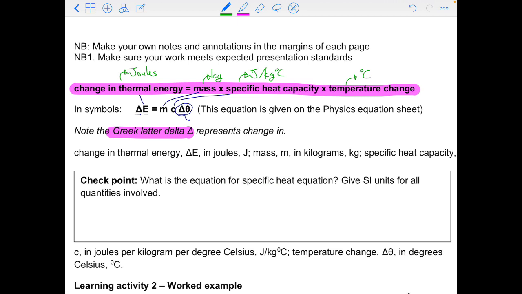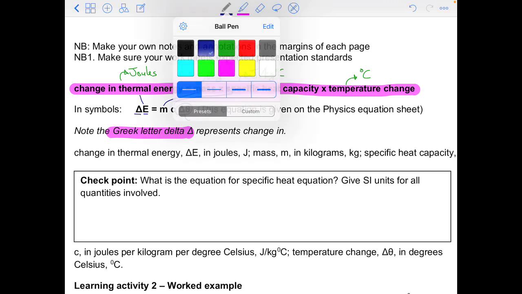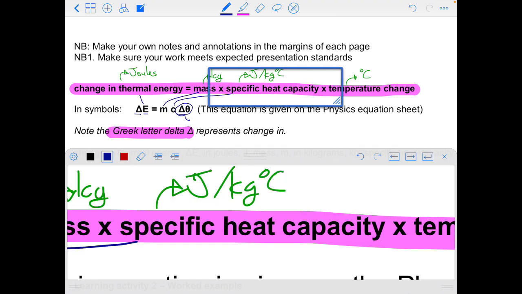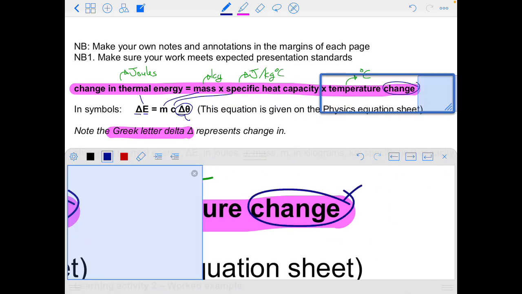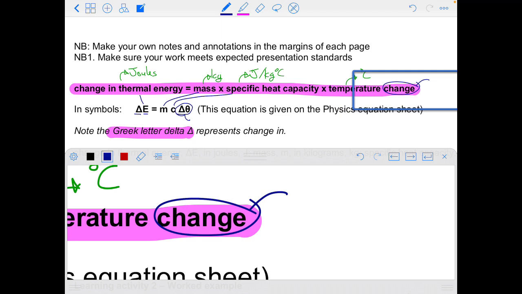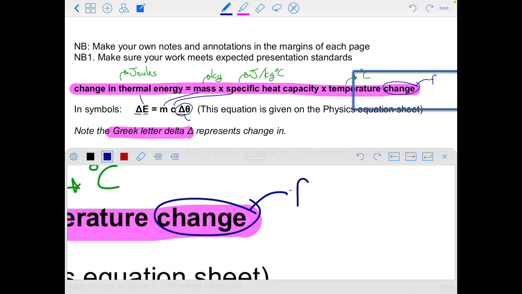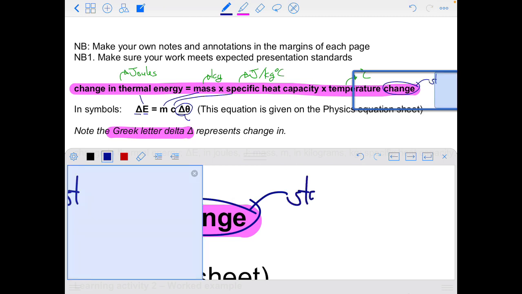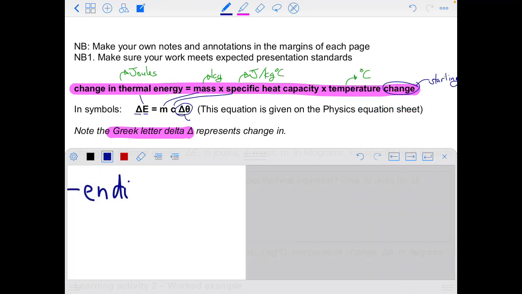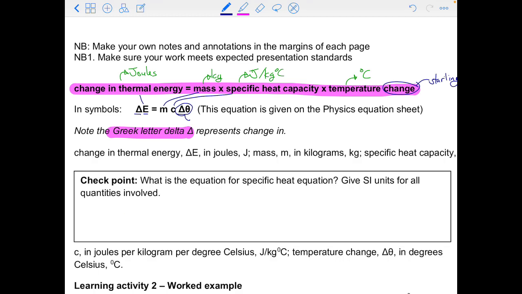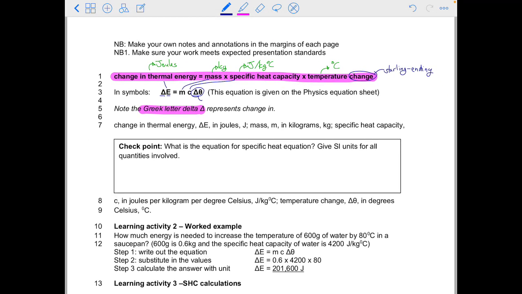Sometimes the change can throw students off. So when in science we're talking about a change in something, we always just look at the fact that it's the first, so the starting temperature, subtract the ending temperature. Or the change in thermal energy, it's the starting energy, subtract the ending energy.